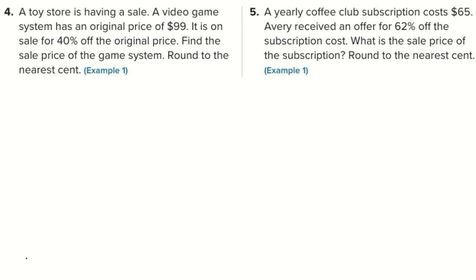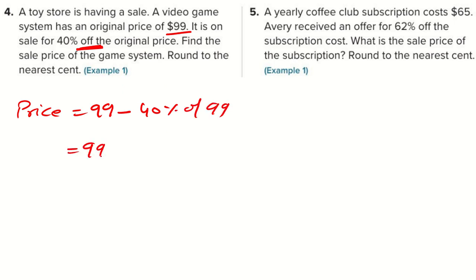Similarly, you can do these questions. Next question can be, a toy store is having a sale. A video game system has an original price of $99. It is on sale for 40% of the original price. Okay, find the sale price. So same thing. Price will be what? Original price 99 and it is a discount. Off, yes, of the original price. Now you see, minus 40% of 99. So this is 99 minus 40 divided by 100 times 99. Now you can simplify by taking common or by calculation. It's okay, up to you. You can calculate it, okay?